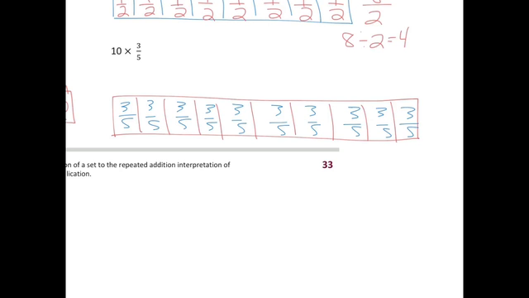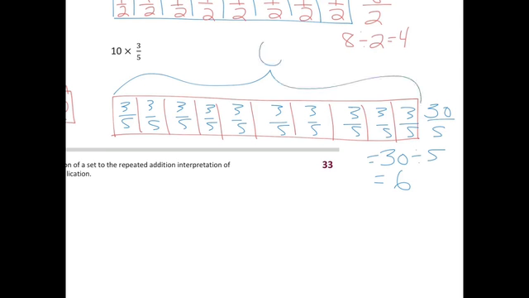So if I added all those up, I've got 3/5 plus 3/5, and all of that should equal 30/5, which we should know is 30 divided by 5, which goes in evenly, which is 6. So the whole is 6.